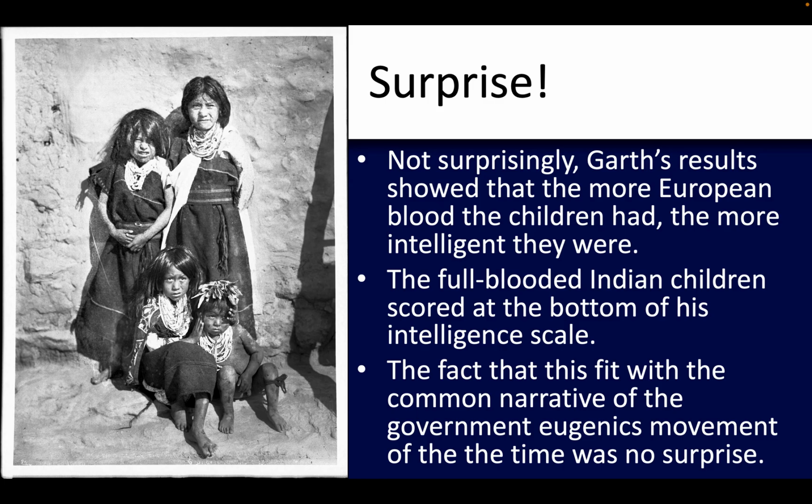full-blooded Indian children, scored lower on the intelligence scale. The Mexican Americans that he was talking about, or the Mexican children that he was talking about, of course, had some degree of European blood. The mixed blood individuals were individuals that had a European parent. One of their parents was European, and they had the higher IQ scores or intelligence scores on their intelligence scale.